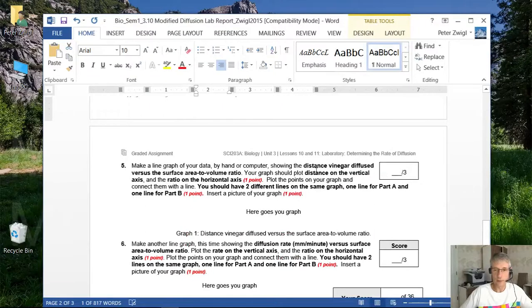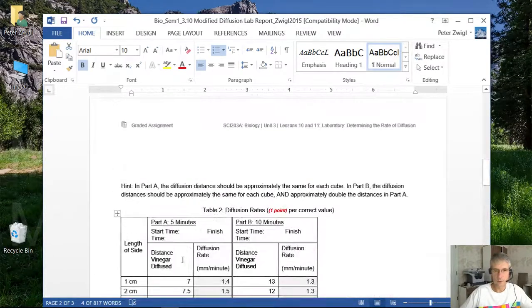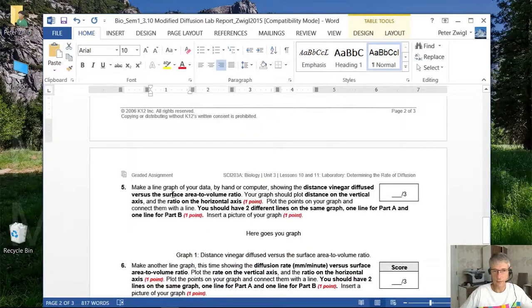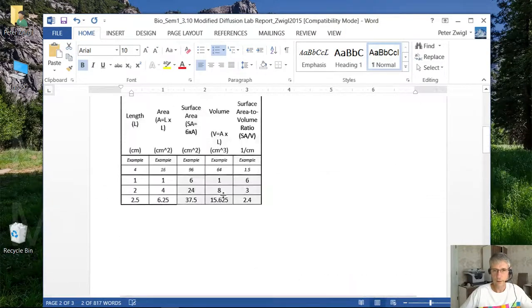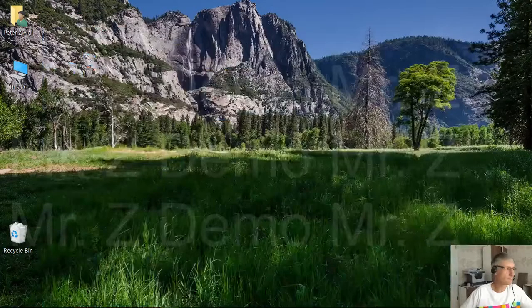So then you need to graph, and again, I'll show you graphing the spreadsheet way. You can do it by hand. We need to graph the distance on the vertical axis, so the distance of the diffusion. This thing here goes on the vertical axis, and it asks us to graph the surface to volume ratio, that is this stuff, on the x-axis. So let's do that using the spreadsheet.